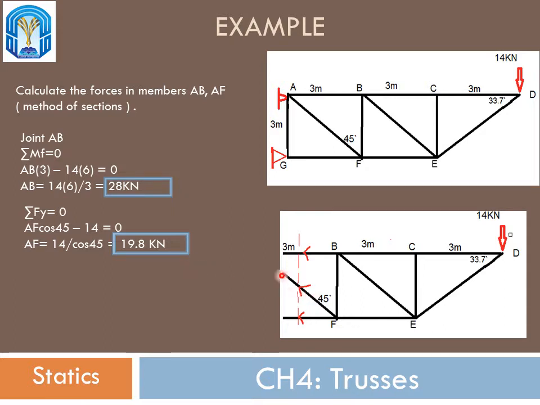And if we want to find AF, we take all the forces on the y axis, summation of Fy equals 0. We resolve this member: AF cosine 45 minus 14 equals 0, and AF equals 14 over cosine 45, equal to 19.8 kilonewton. And we found the forces in members AB and AF.